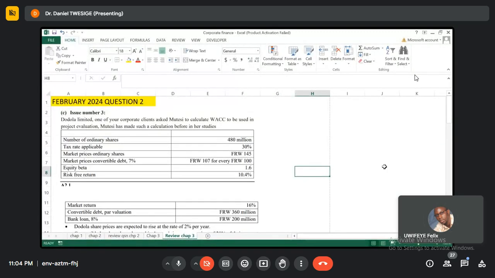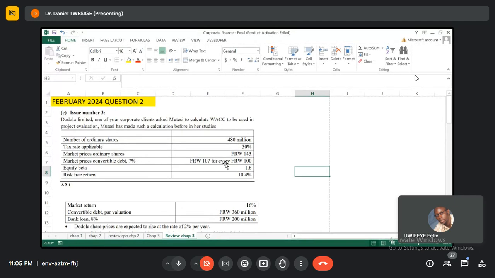If you look at this one, this is a question from February 2024. It was part C, I think, of the question. It says, Dodora Limited, one of your corporate clients, asked Mutes to calculate the WACC to be used in the project evaluation. Mutes has made such a calculation before in her studies. You have the number of shares, the tax rate, the market price of the share, the debt.